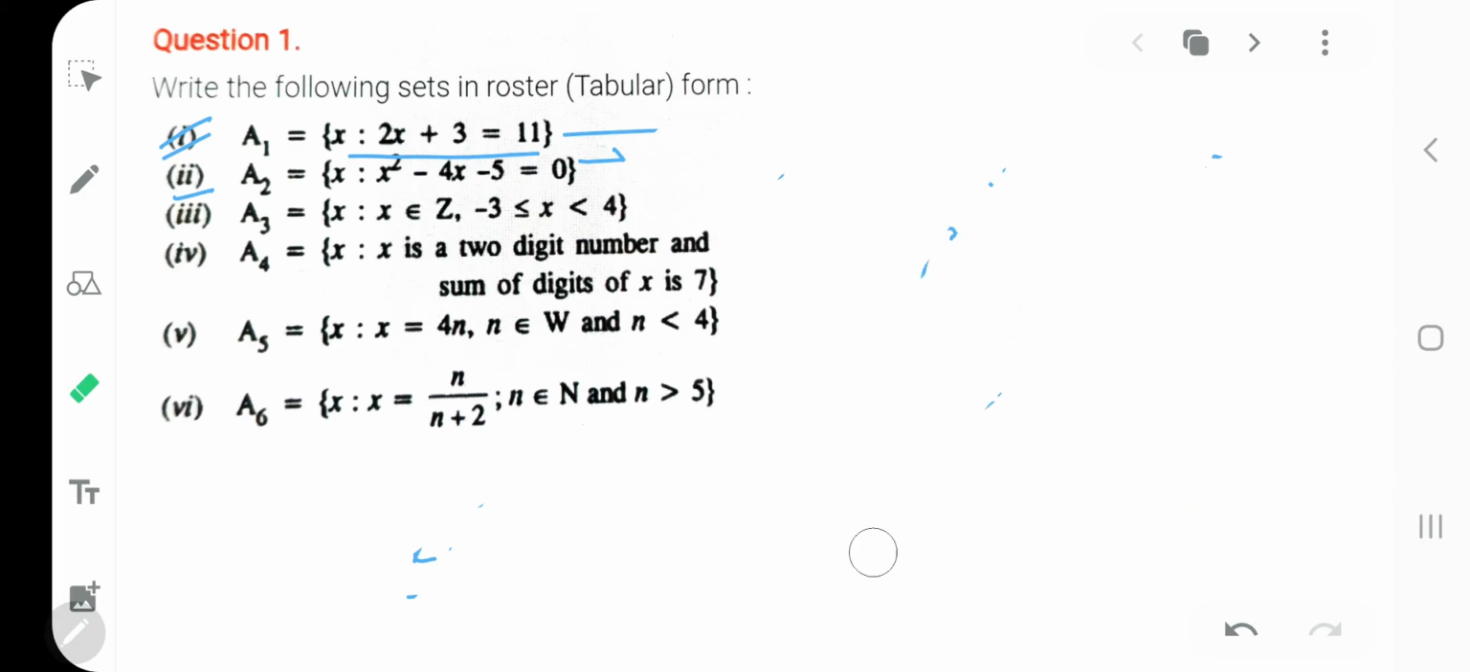Third is quite easy. A3 is a set of integers, x belongs to integers, and it is in between 4 and minus 3. Now if you notice here, it is written minus 3 here, something like this. So that means x is greater than equal to minus 3 and x is less than 4. So if you want to take the elements, which elements you will take, my dear kids?